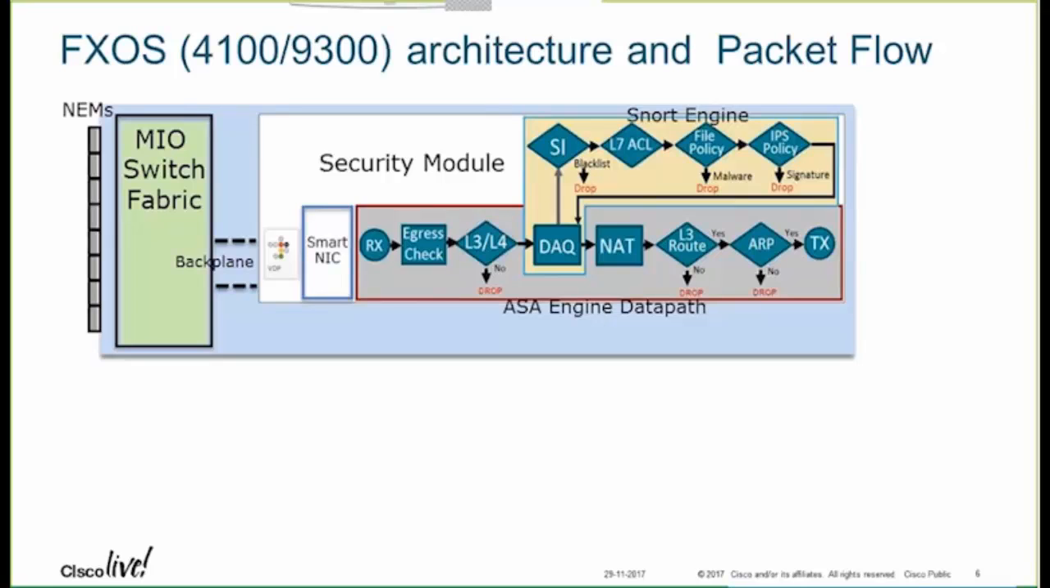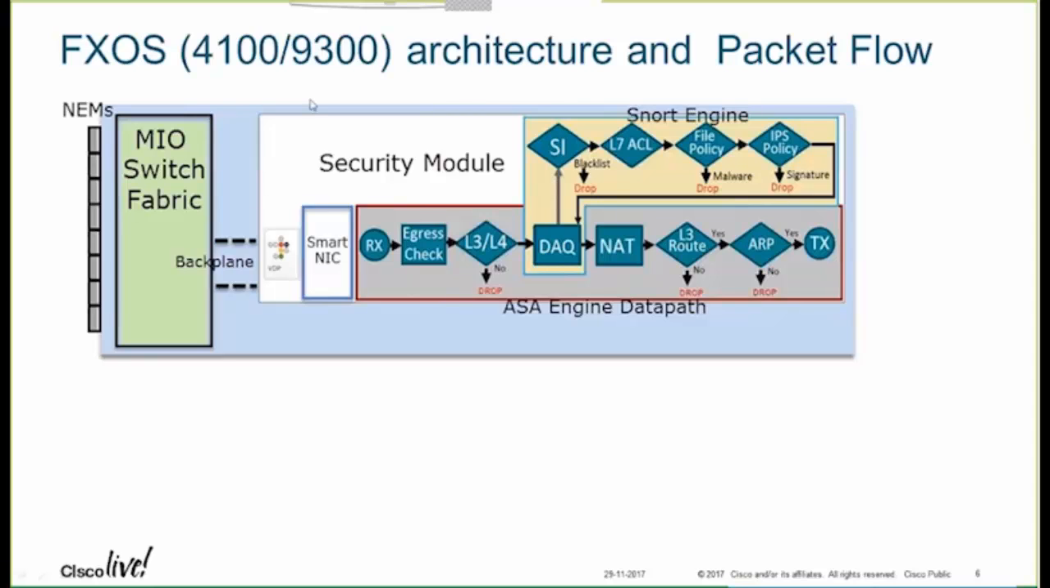Now we are moving on to the 9300 and the 4100 architecture and how the packet flow looks like in these platforms. As you can see in this diagram, we have network Ethernet modules. These modules that you're seeing are the external facing ports that we have on the 4100 and the 9300 platform. These network modules have an internal uplink or a backplane connection which connects to the MIO switch fabric. And from the MIO switch fabric, we have two uplinks to each security module.